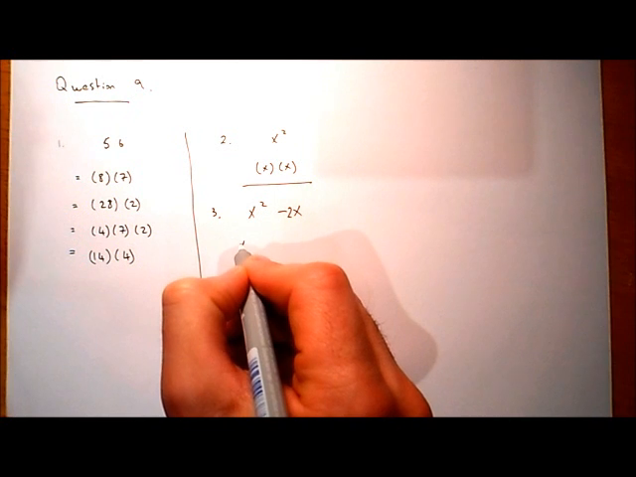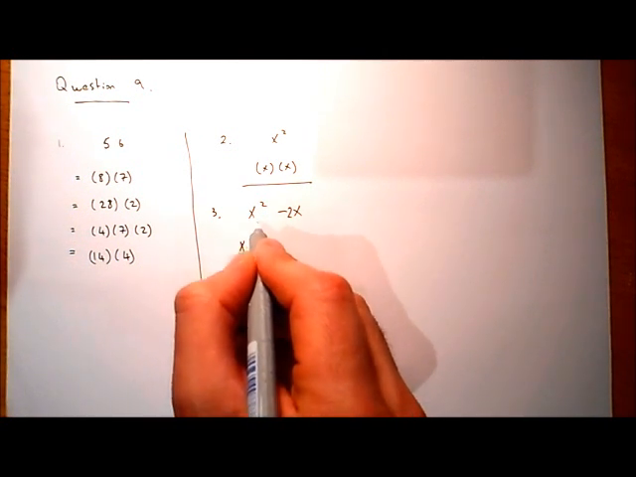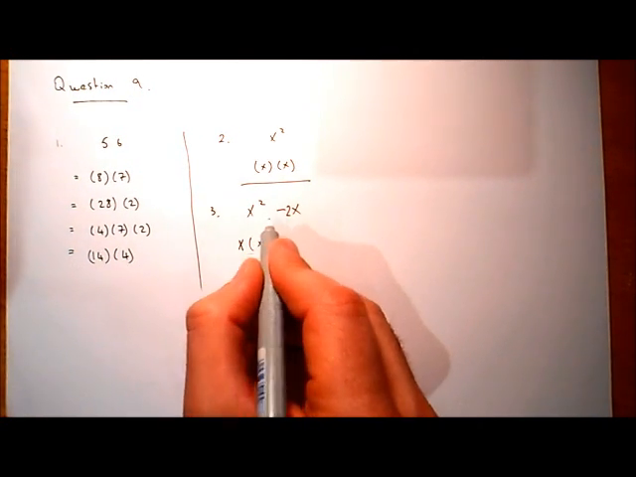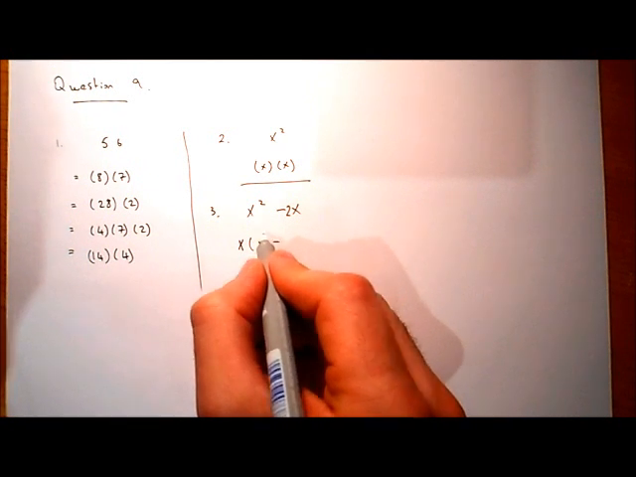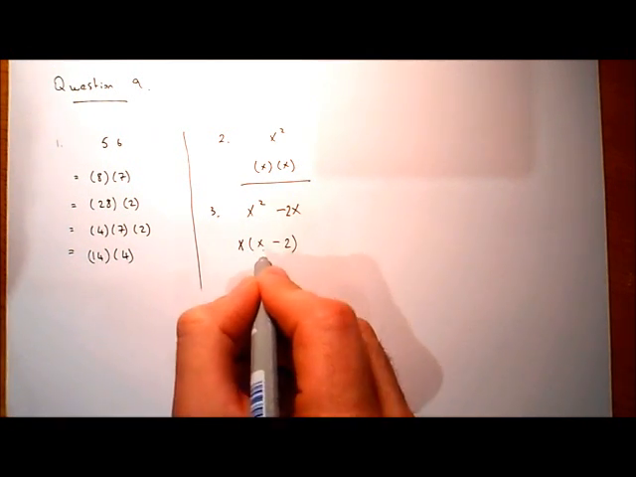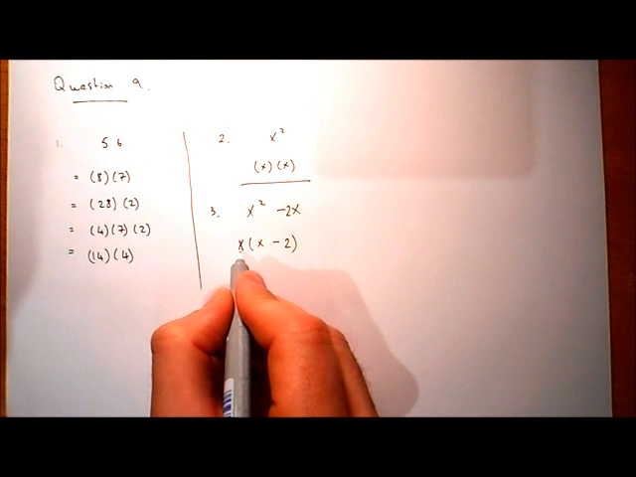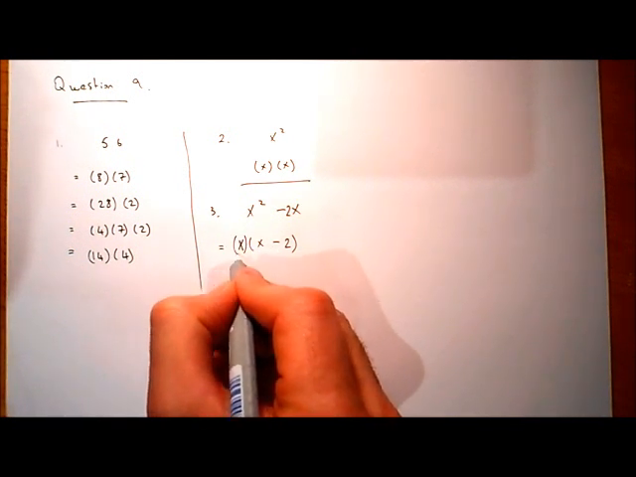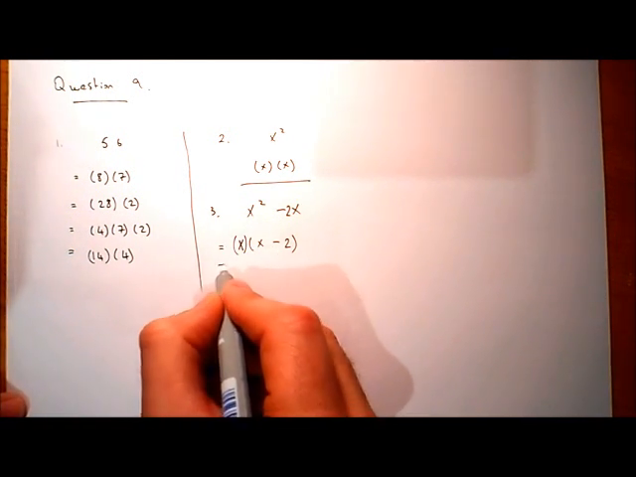So I can write that as x multiplied by, and x times x gives me x squared, and x times minus 2 gives me minus 2x. I didn't put that x in brackets. You can if you want, it doesn't matter. Okay, so that's number 3.